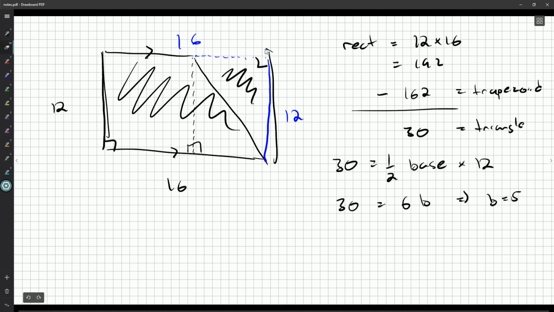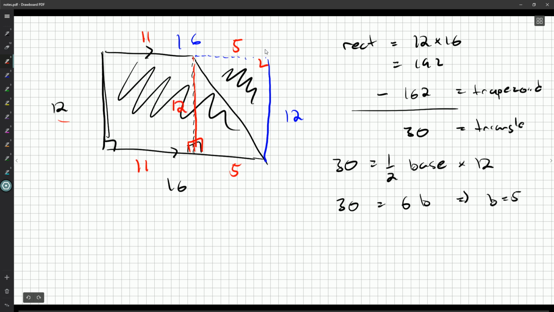Okay. So now we can clean this up a little bit. We'll put the base in red. So the base here is 5. And now that I've dropped this nice little perpendicular here, I've got 5 here. What's left over? Well, this has got to be a length of 11. Okay. So we've got a 12 here, therefore a 12 here.